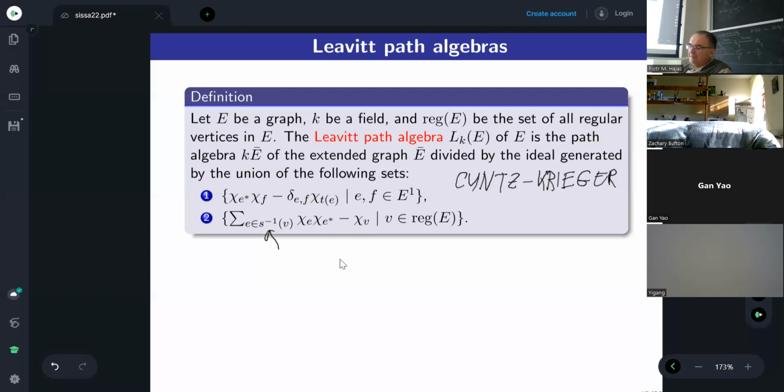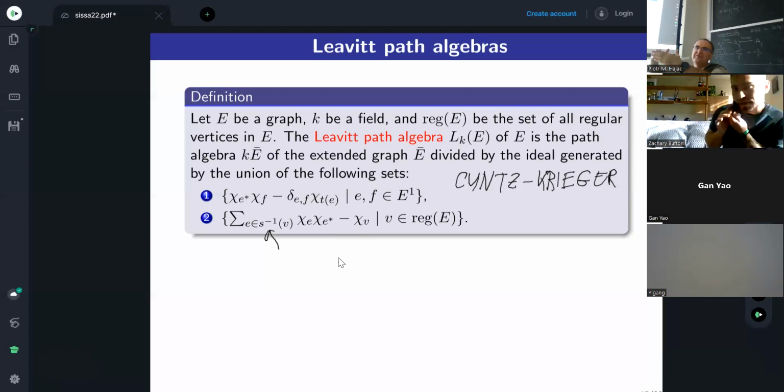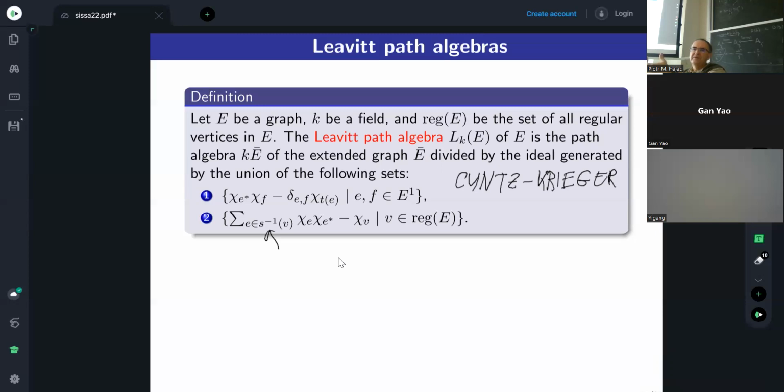But now you see the first relation is really about edges. I'm telling you that if I have two different edges, then chi e star times chi f is 0. That's it. They miss each other. But if e is equal to f, then if I have chi e star times chi f and I multiply them together, I must get just the projection, which is the end of this edge. So I'm telling you that this is a partial isometry. So this is about edges, the first condition.